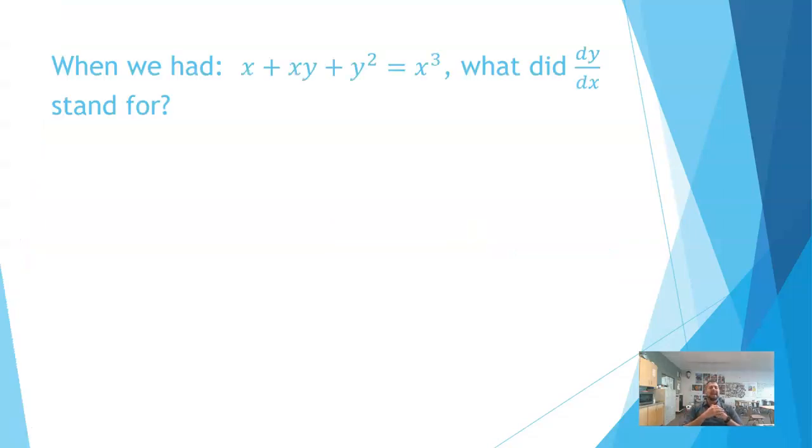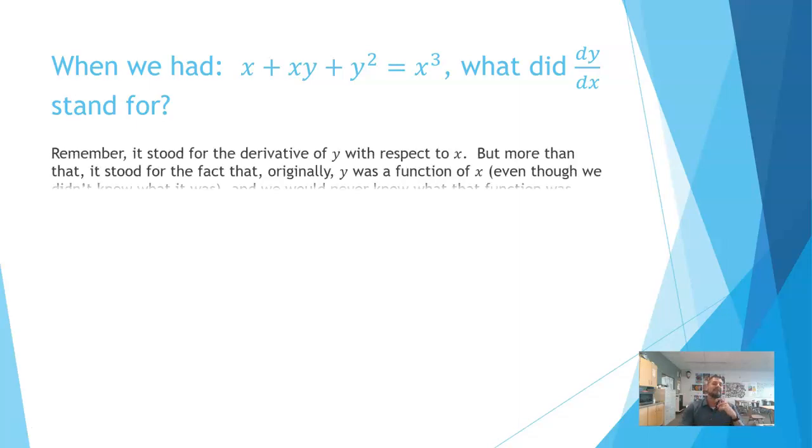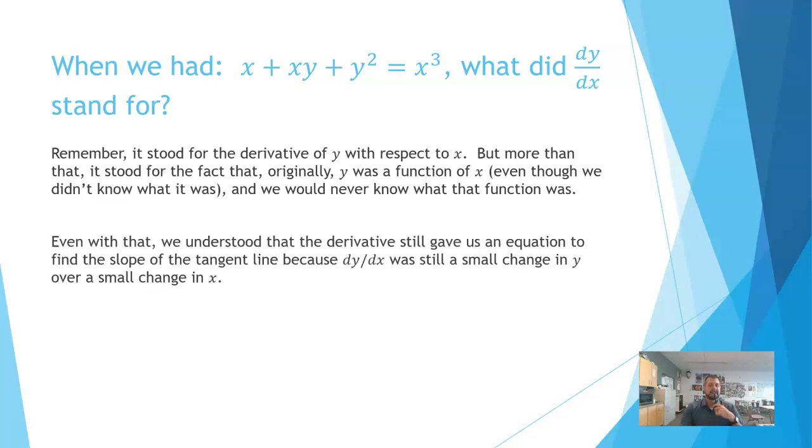If you remember when we had x plus xy plus y squared equals x to the third, and we were using implicit differentiation to take the derivative, what we found was anytime you took the derivative of a y, you put a dy dx after it. And that dy dx meant that y was some sort of function that had x in it. We didn't know what that function was, but we knew the process that we would use to take the derivative of something with a y. So we just said dy dx represents the derivative of y with respect to x. It was still a small change in y over a small change in x. It just represented something slightly different because we didn't know what y actually stood for.